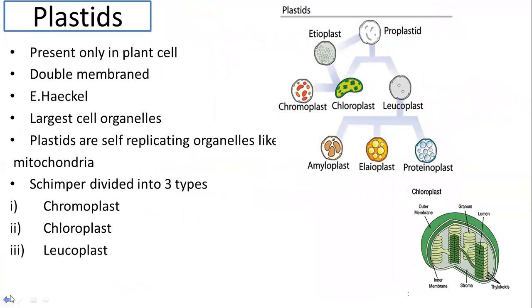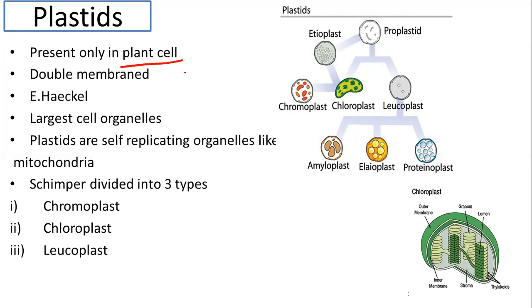The last cell organelle of this chapter, we'll complete with plastid today. In the next video, we'll go with the Golgi complex, one of the complicated cell organelles, in a separate video. Now we'll complete with plastid. What is plastid? Plastid is a unique cell organelle, which is present only in plant cells.